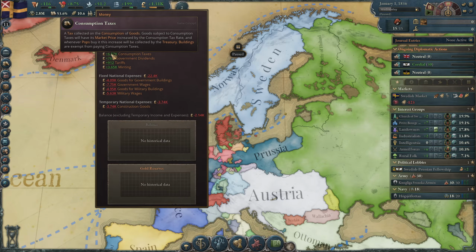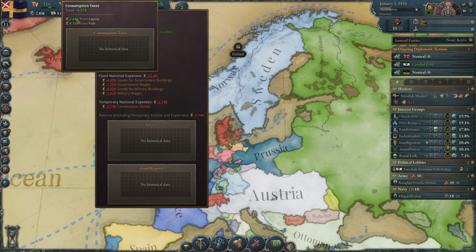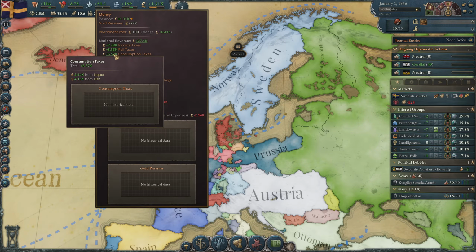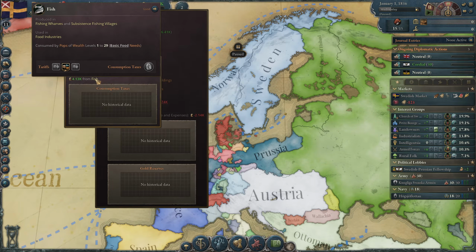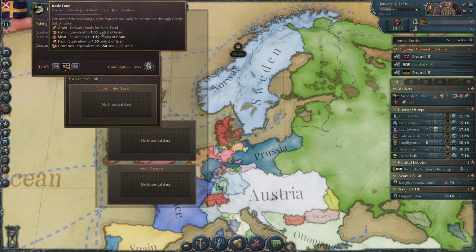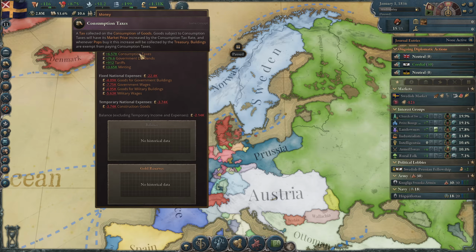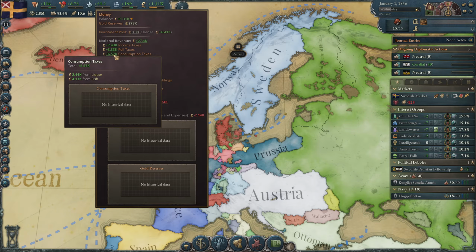Then we have our consumption taxes. Now we know this. We have put consumption taxes on liquor and fish. At the start of the game we get a huge amount of money from this. But it could mean that when the fish price is now getting more expensive because of our consumption tax, that people are not going to buy fish anymore and buy other things for their basic food needs. These are the basic food needs they can have. They can also get more grain.